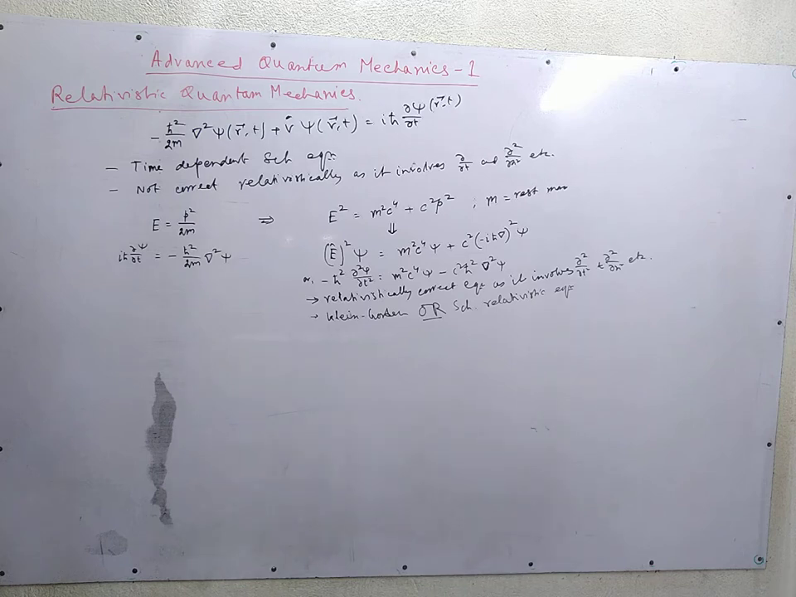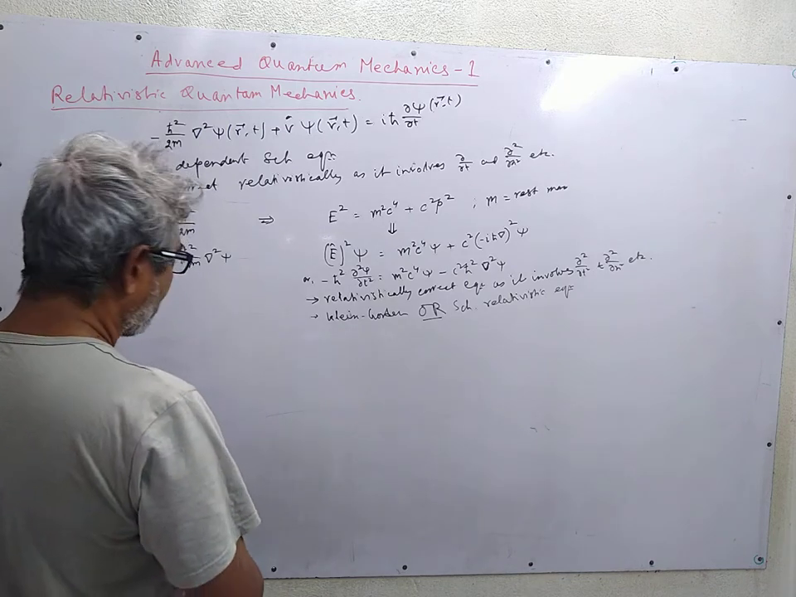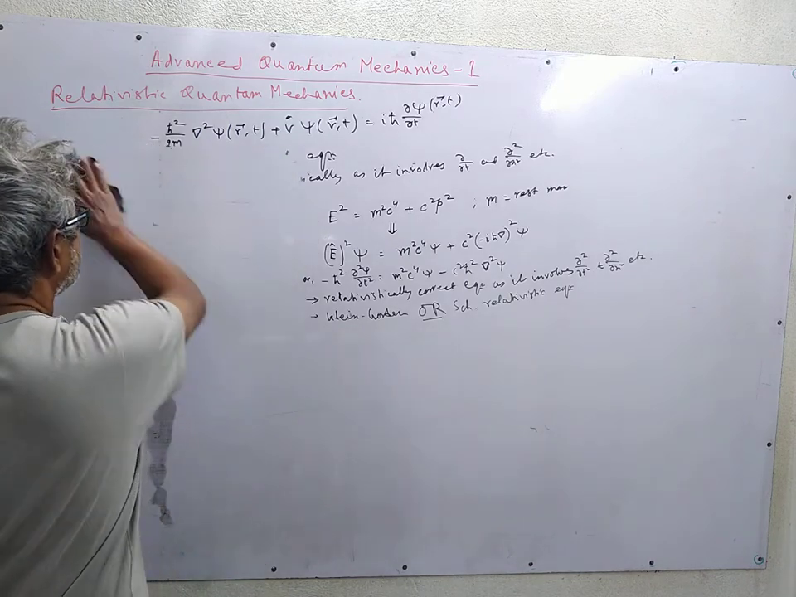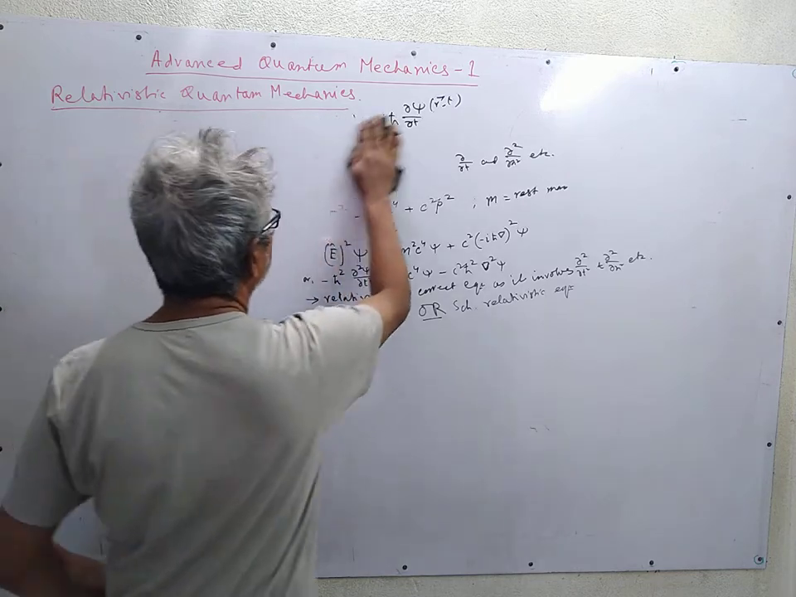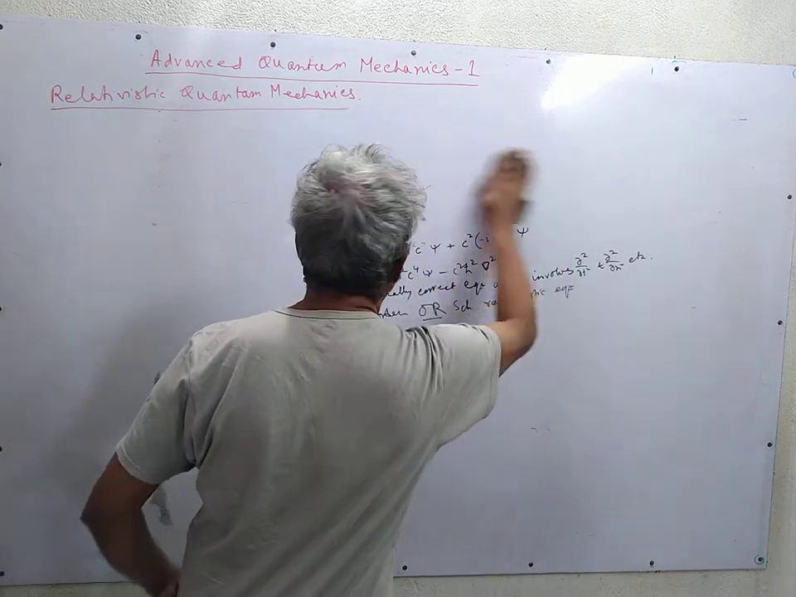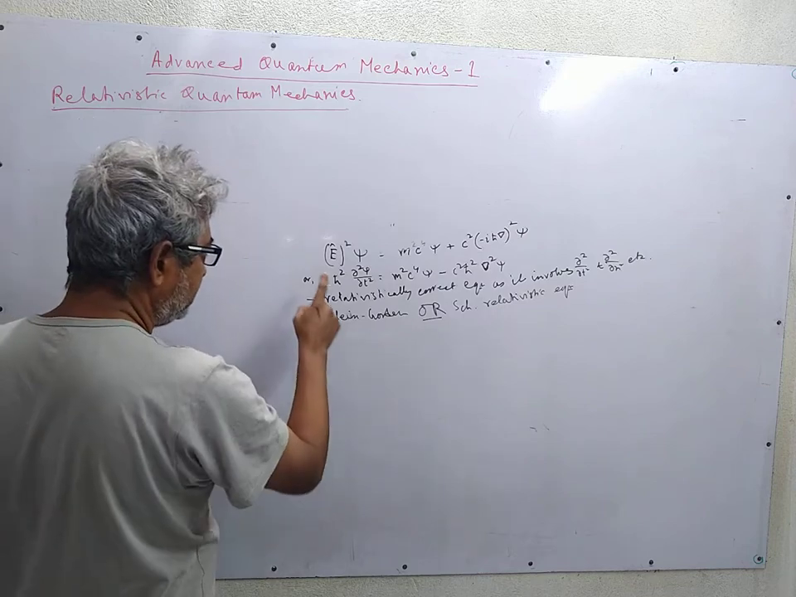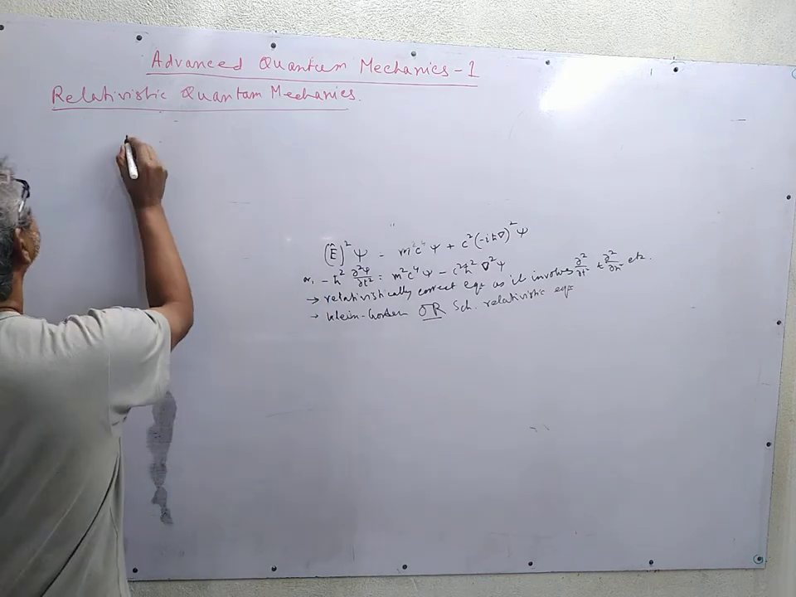Once we get this equation, our temptation will be to see how the probability current density, which signifies the conservation of probability, looks like in this Klein-Gordon equation. So we start with the Klein-Gordon equation and try to arrive at the equation of continuity. We start with this equation.